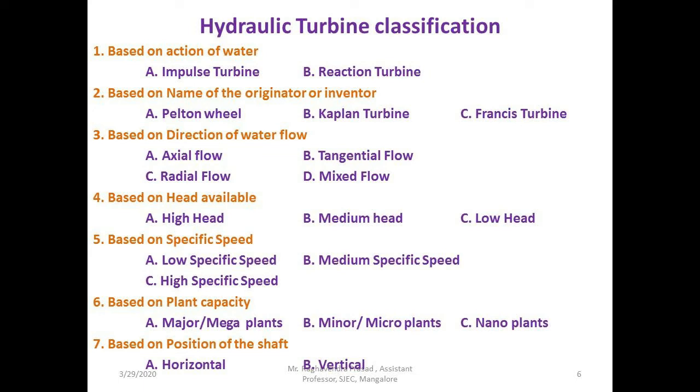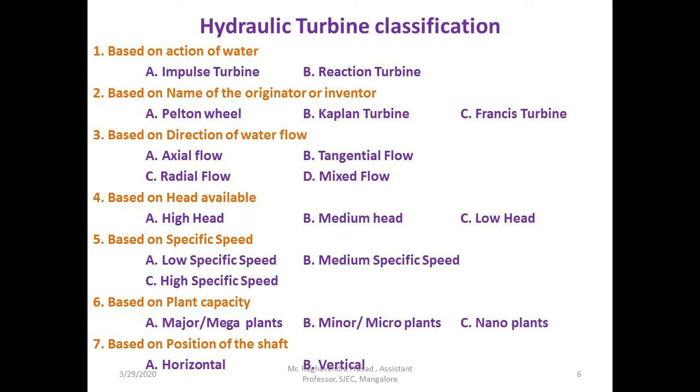This head available is decided based on the height of the dam which is constructed in order to store the water. In case of hydraulic turbines, dams must be constructed across the flowing river in order to store a large amount of water. If the height of the dam is more than 150 meters, then we can say it is a high head dam. Whereas if it is between 60 to 150 meters, then we can call it a medium head dam. Whereas if the height is less than 60 meters, then we can call it a low head dam.